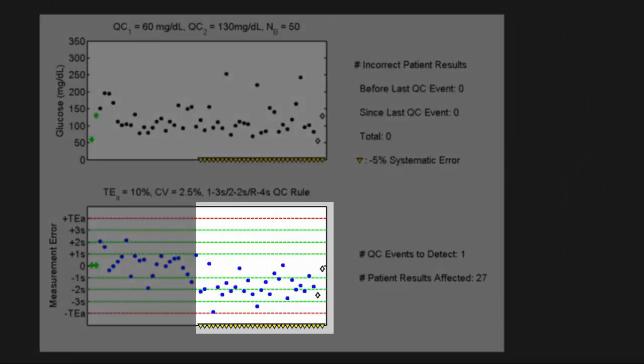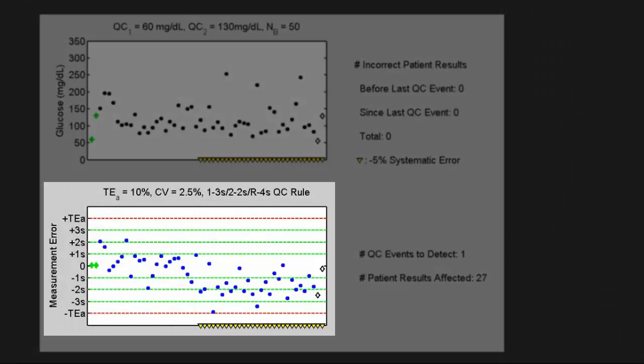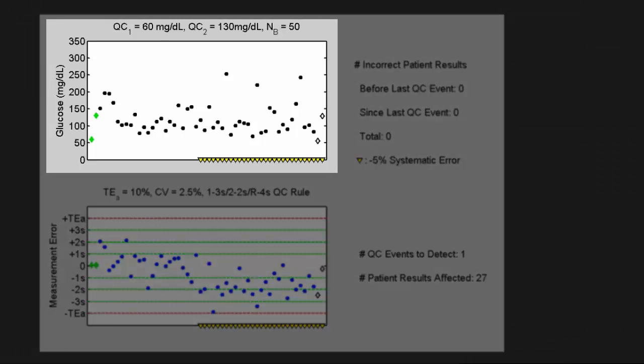Now they're scattering around minus 2S. It's easy to appreciate the effect of the 5% shift down in the distribution of measurement errors. However, if we look at the actual glucose results, it's not at all apparent that a shift has occurred.